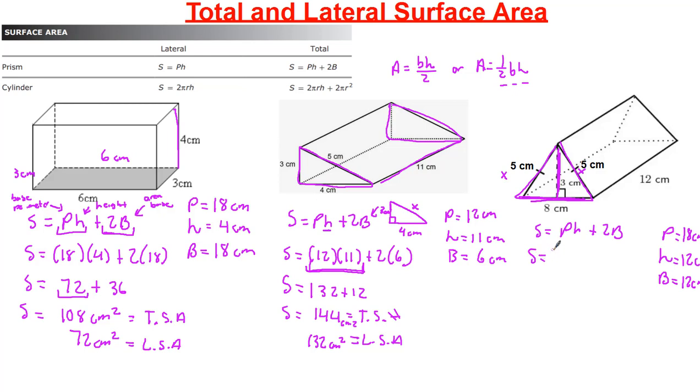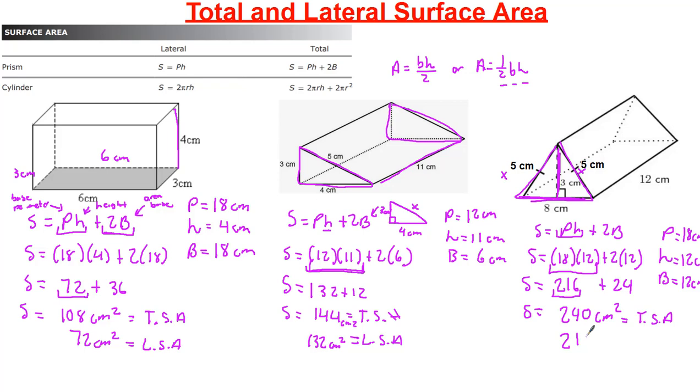So the perimeter is 18. My height is 12. 2 is just 2. And then this is 12 as well. So this is going to be equal to 24. And then 18 multiplied by 12 is going to be equal to 216. So 216 plus 24 is going to be equal to 240 centimeters squared. Now this is going to be my total surface area. And once again, if I want to figure out my lateral surface area, it's just this first part over here. So my lateral surface area is going to be equal to 216 centimeters squared. LSA. Alright?